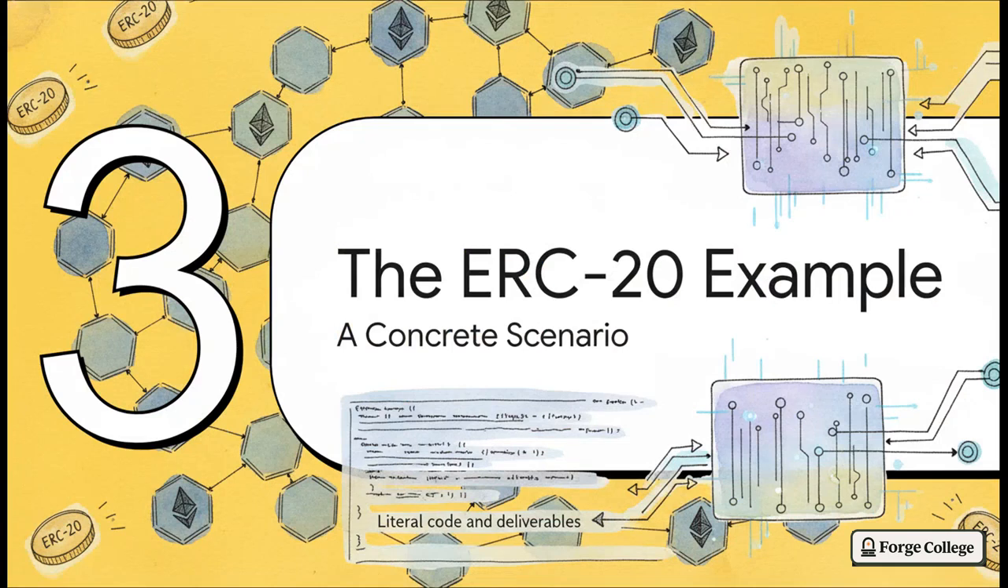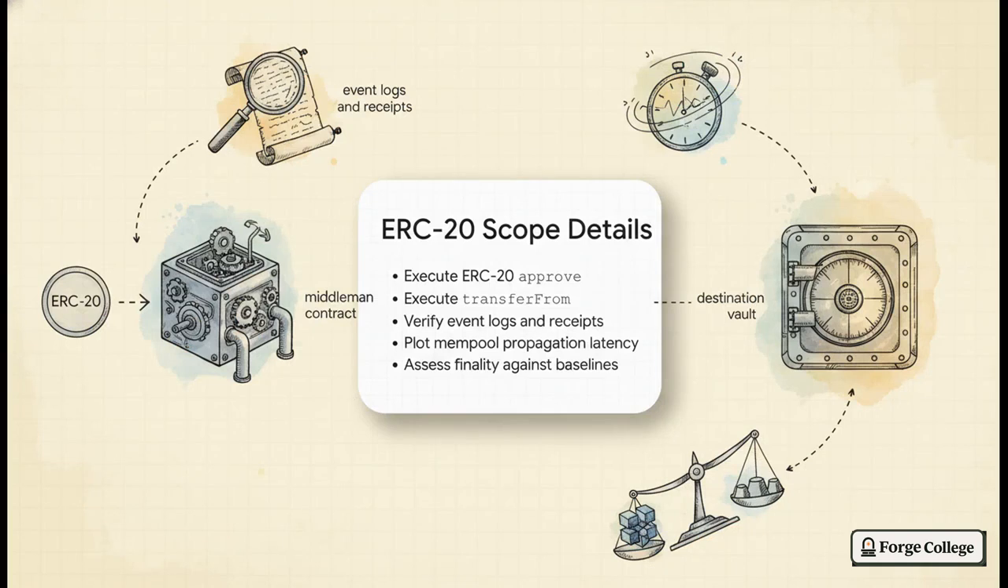All right, Section 3, the ERC20 example. To make this extremely concrete, let's apply our blueprint to a classic capstone scenario, an ERC20 token transfer using a middleman contract. Your scope here must be fiercely specific. You aren't just saying, hey, I'll send a token. No way. You must declare exactly what you're doing, executing an approve to a middleman, followed by a transfer from to the destination. You're going to verify event logs and receipts, mathematically plot the mempool propagation latency, and assess finality against empirical baselines.